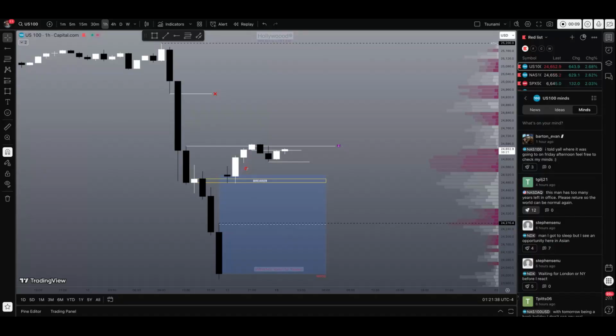I just wanted to show, I was doing some marking up on the hourly on NASDAQ, and I realized that I never recorded a video of how I find algorithmic support and resistance levels. And this is it right here.